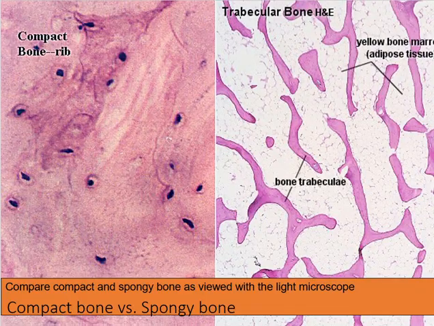Let's compare and contrast just different micrograph views of compact and spongy bone. Here we can see compact bone from the rib on the left and trabecular bone, also known as spongy bone, on the right. In between the trabeculae or spicules of spongy bone, you can see adipose tissue, which is also known as yellow bone marrow. On the left, where we have compact bone, you can see there's a lot less space between the extracellular matrix components of this bone and the osteocytes or cells in the lacunae. So these are just two images of different types of bone viewed with a light microscope. So that gives us an idea of their differences.